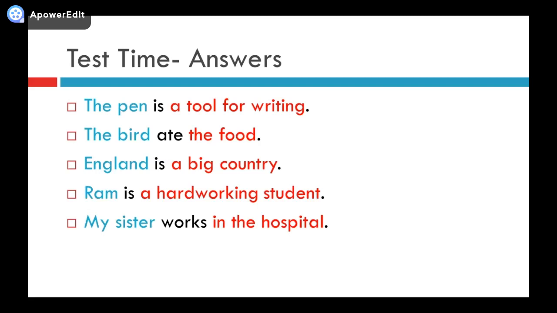We are talking about Ram. So, Ram becomes your subject, and "a hard-working student" is additional information that we have about Ram. So, that becomes your predicate.